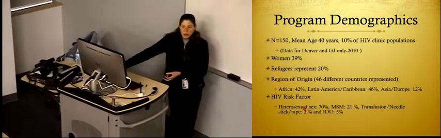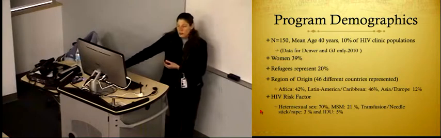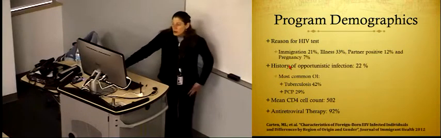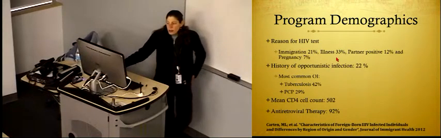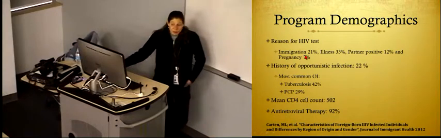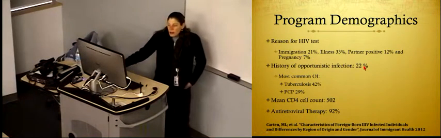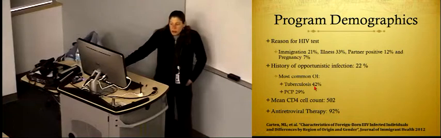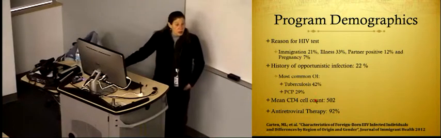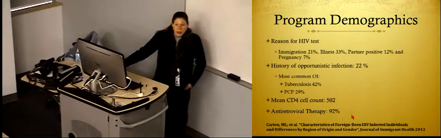The HIV risk factor most commonly was heterosexual sex, then MSM, and very, very less commonly IDU. We do have a fair number of people whose risk factor appeared to be either rape, or a needle stick, blood transfusion, blood products, things like that; we could not uncover any other risk factor. The reason that the vast majority were tested for HIV in the first place was illness or immigration. Also, their partner had been positive or pregnancy. About 22% of them had had an opportunistic infection, of which most was tuberculosis. Their mean CD4 count was about 502, which is a normal CD4 count. And the vast majority of them were on antiretroviral therapy.